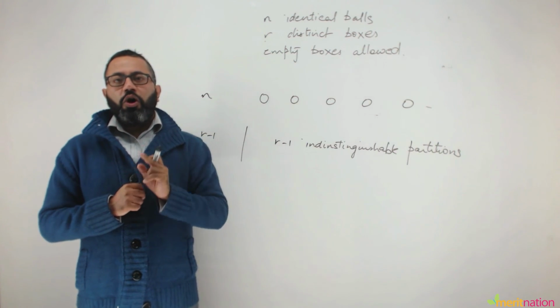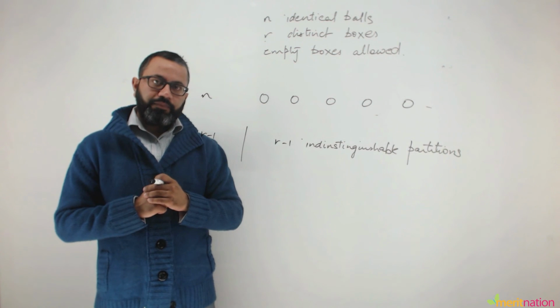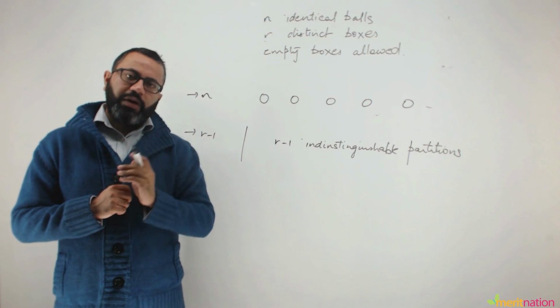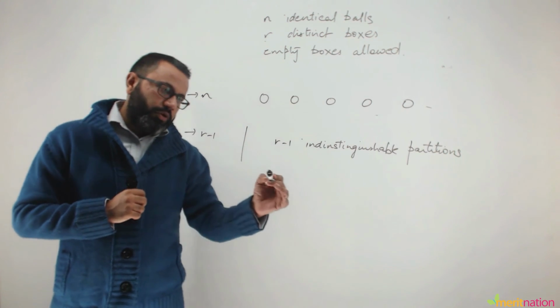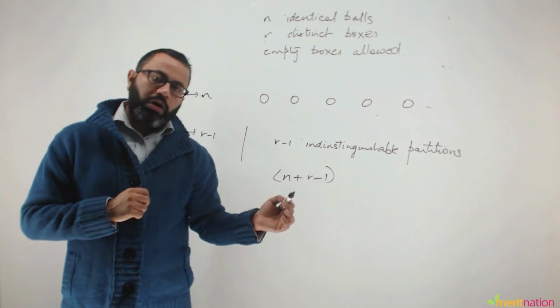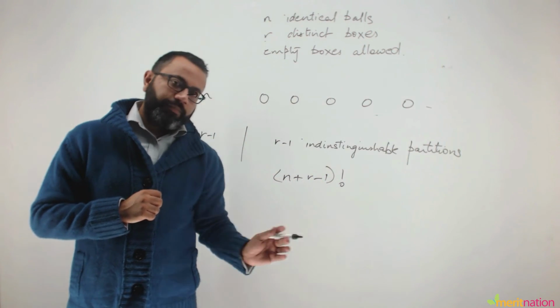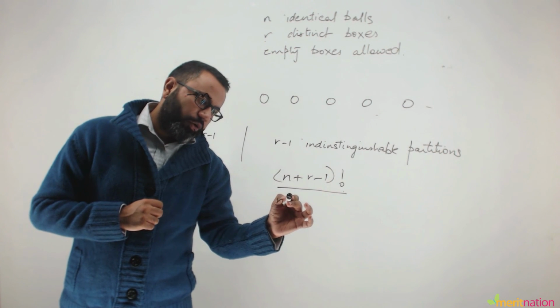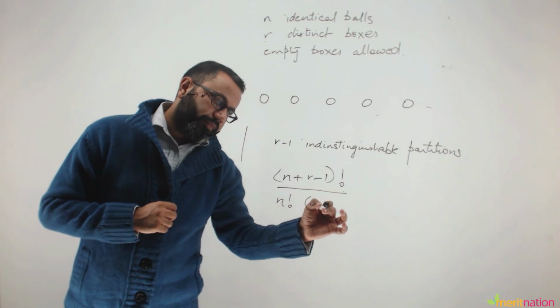This is a case of arrangements with repetitions. What are the objects I have? I have n balls and r minus 1 partitions. The total number of objects is n plus r minus 1. So our total arrangements become this factorial, and we divide by the factorial of the objects that are repeating.